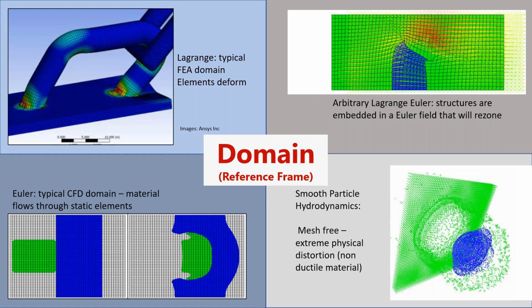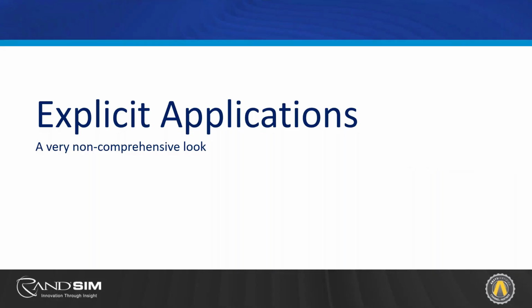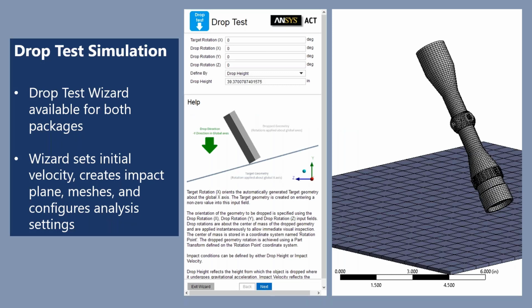All right, so now that we're through all the tedious stuff, I want to show you some applications for how you can actually leverage this software for your own purposes. And it really starts again with drop testing. Drop test simulation is very, very easy to set up in both Explicit Dynamics and in LS-DYNA in Workbench. The drop test wizard is an ACT extension that comes installed, that you can enable, that will allow you to set up your drop test simulations very quickly. And it will automatically set initial conditions, create an impact plane, mesh your model if it's not meshed already, and configure your analysis settings specifically for that type of study.